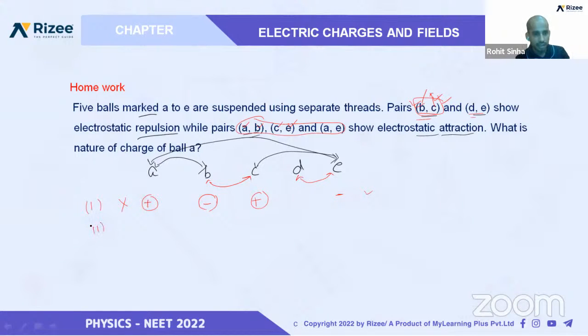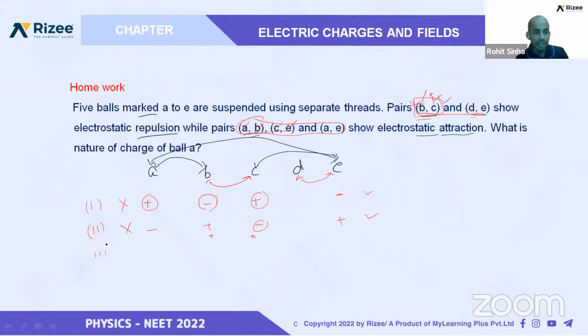Our second assumption, we will assume that A is negative. If A is negative, then to show attraction, B should be positive. A is negative, then E should be positive. And if E is positive, then C should be negative to show attraction. By this relation, we have got this conclusion. Now, verify this through these 2 relations. B and C should have same sign. Is it having same sign? No. That means this assumption is also wrong.